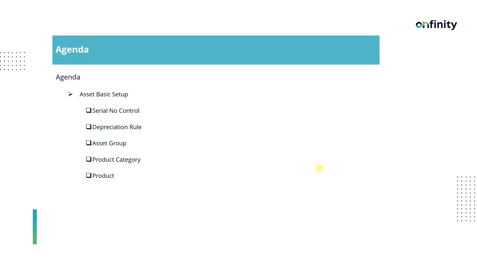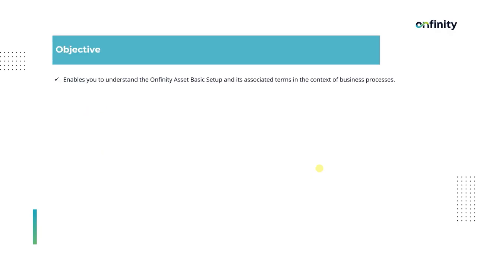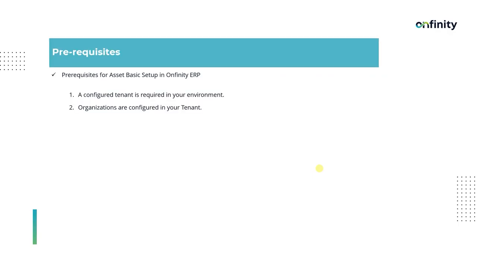The agenda is to go through Asset Basic Setup, covering serial number control, depreciation rule, asset group, product category, and product. This session enables you to understand the Onfinity Asset Basic Setup and its terms in the context of business processes. The prerequisites for Asset Basic Setup in Onfinity ERP are that the tenant must be configured in your environment and organizations must already be set up in your tenant.